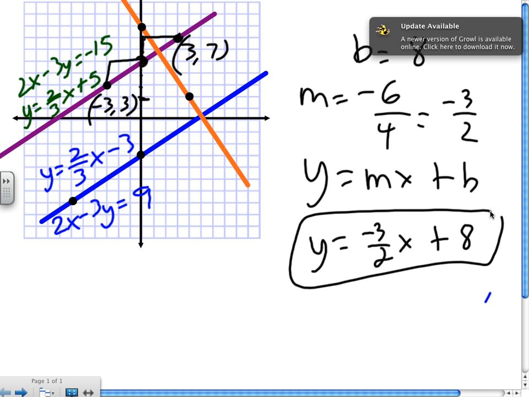How do we put this back into our standard form? Add 3 over 2 x over. Very good. So it can be 3 over 2 x plus y equals 8.